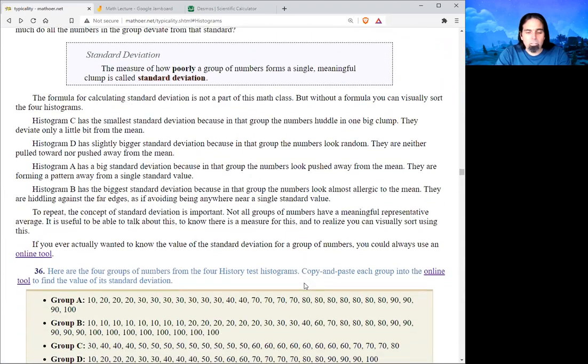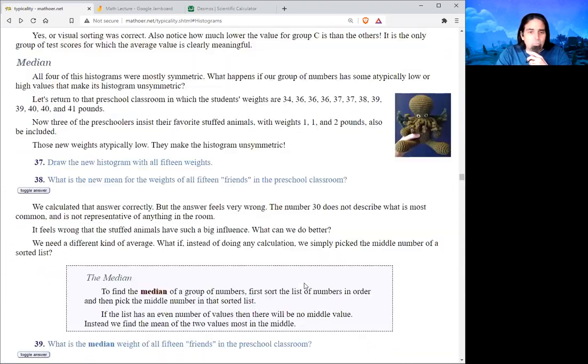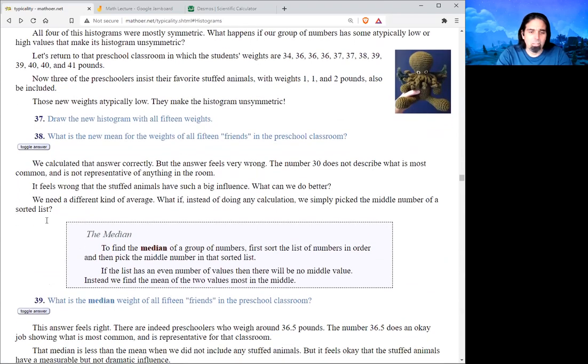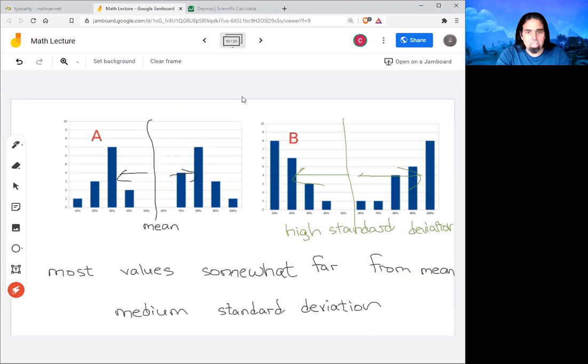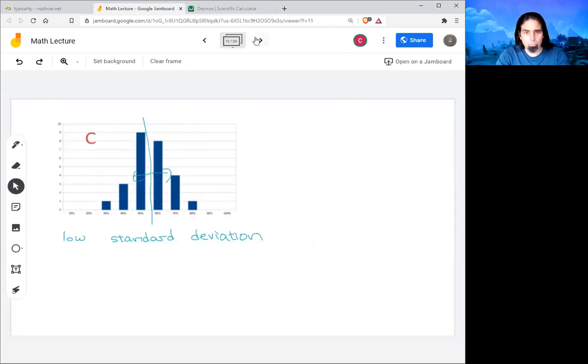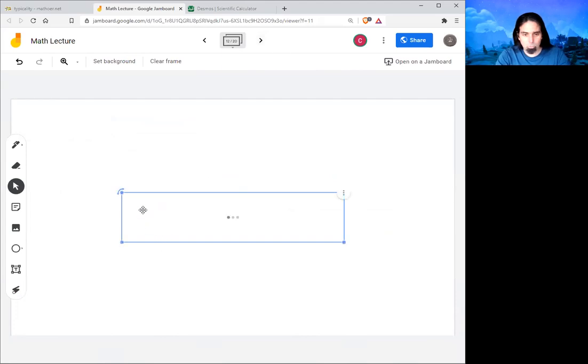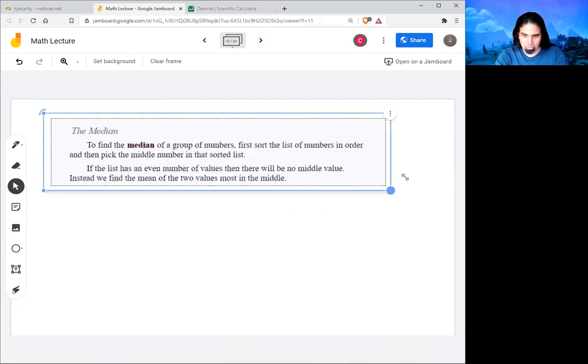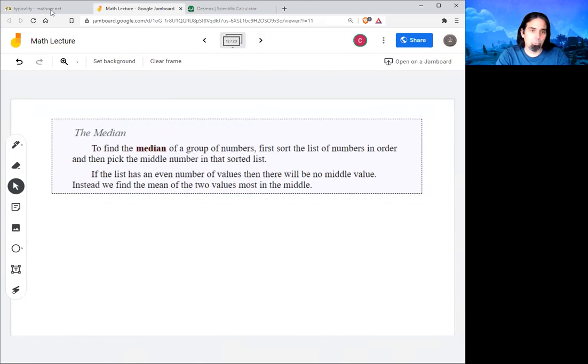Later on, you'll learn how to actually put a number to standard deviation, but for now, we're just going to do that. Okay, the next thing we have is the median. This will be our last real math topic, and it's all review.